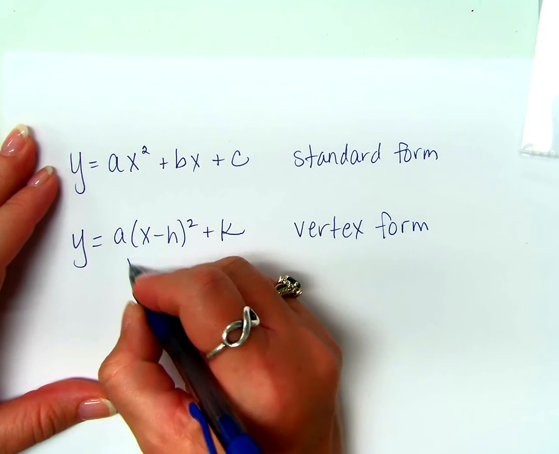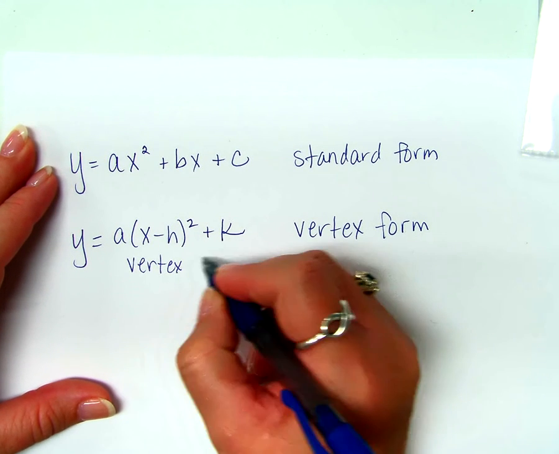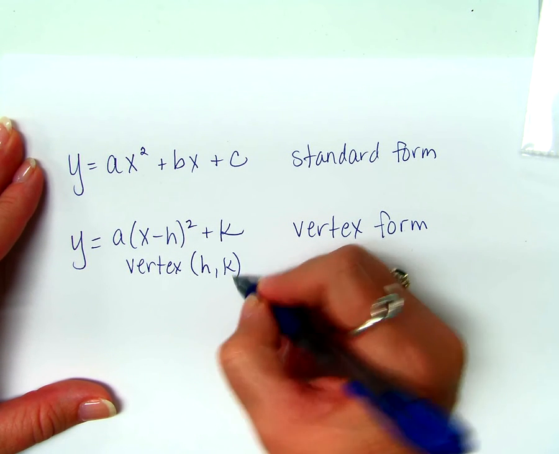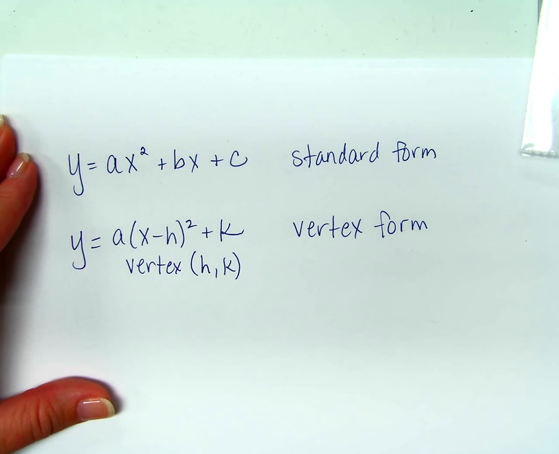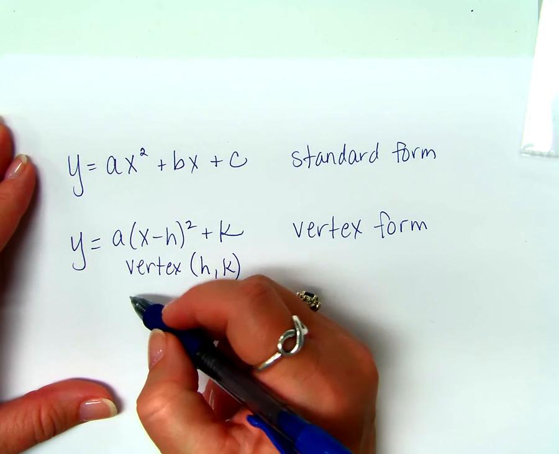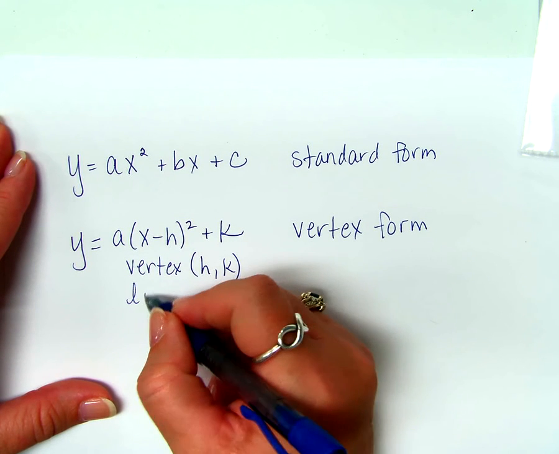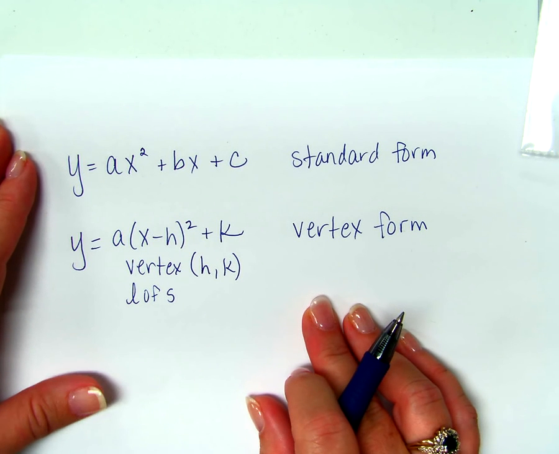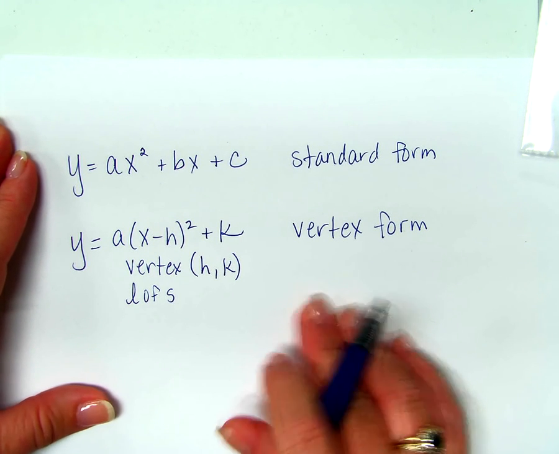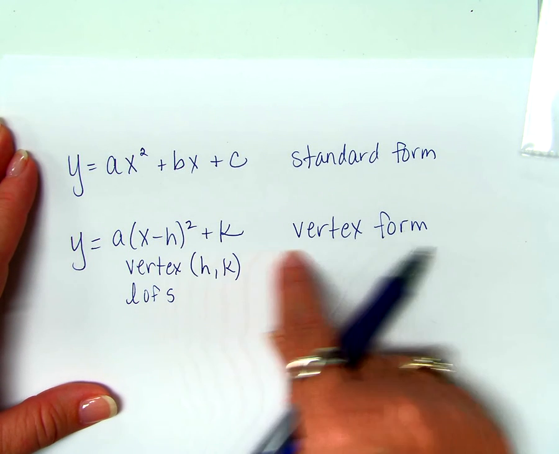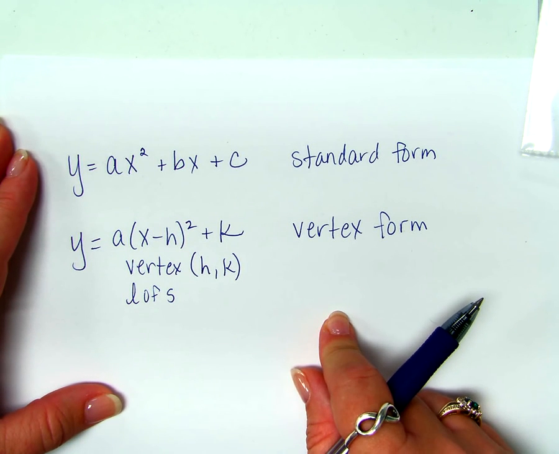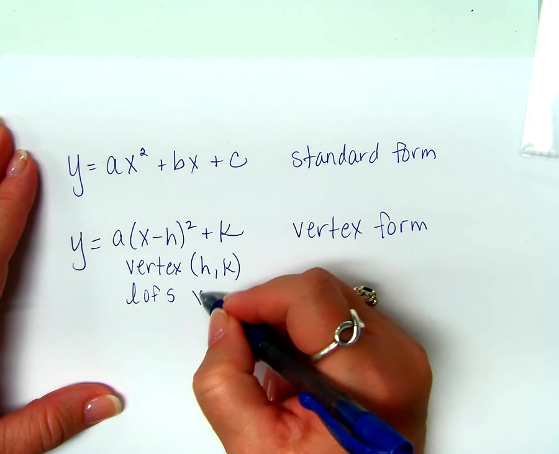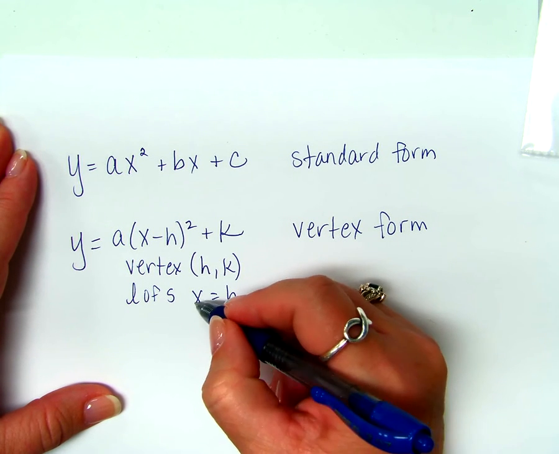Where's the vertex? You remember that? Where's the vertex? HK, right? And where's the line of symmetry? Is it okay if I write L of S? Does that mean anything bad? Okay, L of S, line of symmetry. Where's the line of symmetry if we're talking about vertex form? Refer back to your book if you want to. X equals H.